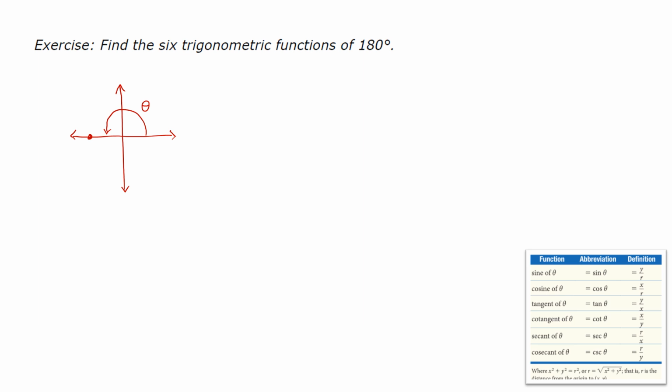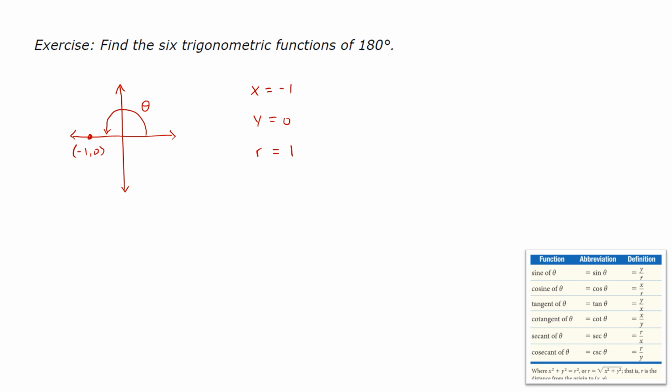So again, to make it easier, I'm going to choose the point -1, 0. Okay. Since I chose the point -1, 0, I know my x is -1, I know my y is 0, and now I need to find r. And r is the distance from the origin to my point. And so the distance from 0, 0 to the point -1, 0 is just going to be 1. Remember, distance is always positive. So now I can find all of my 6 trigonometric functions.